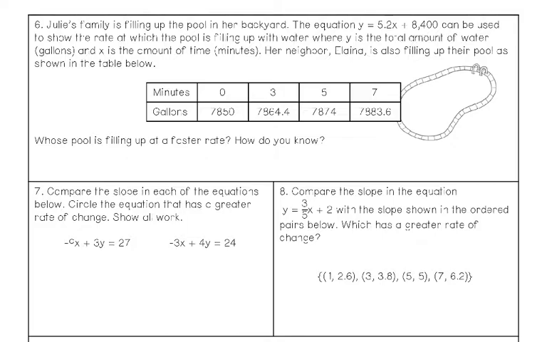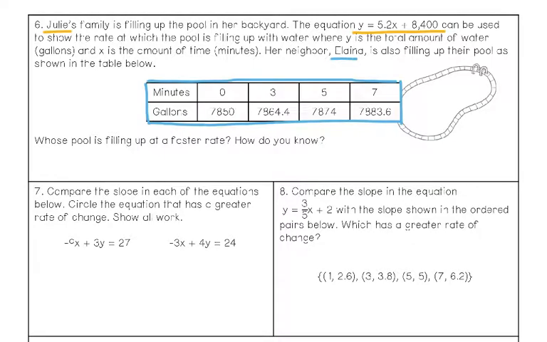We have 2 more people that we're comparing, and this time we're comparing the rate of them filling up their pools in their backyard. The equation that models the rate that Julie's filling up her pool is this right here. Elena's filling up her pool as well, but we don't know her equation. We just have a table that represents how many gallons are being filled up per minute. And our goal is to compare these 2 rates and determine which pool is filling up at a faster rate.